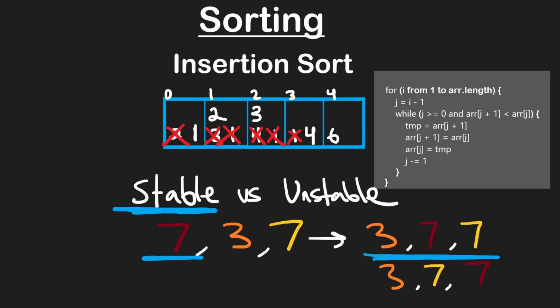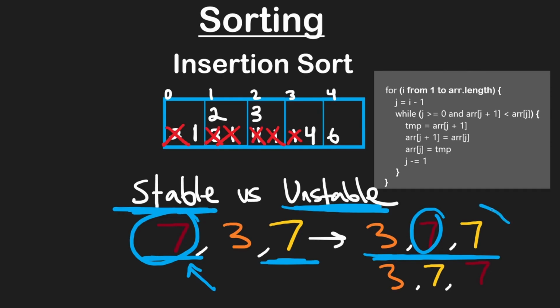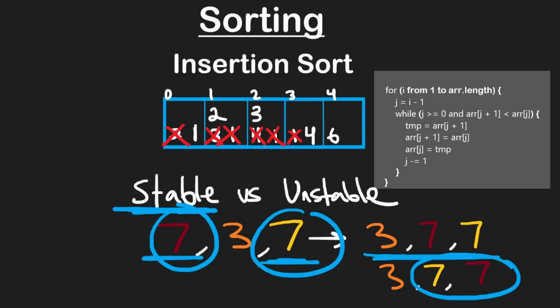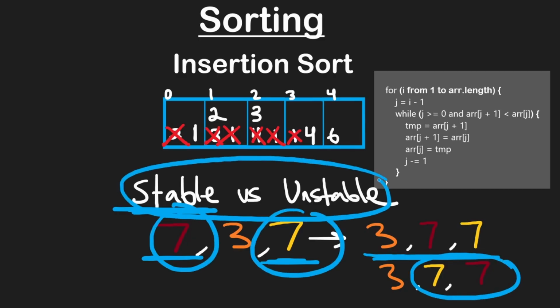We know that there are two 7s. And for some reason, if we wanted the original relative order of these two 7s to be preserved, meaning this one showed up first before this one, so it should go first in sorted order, that's called stable sorting. Unstable sorting might achieve this, but there's no guarantee. It's not necessary that it will be preserved, so it could have flipped them for some reason. We'll touch on this again as we continue.